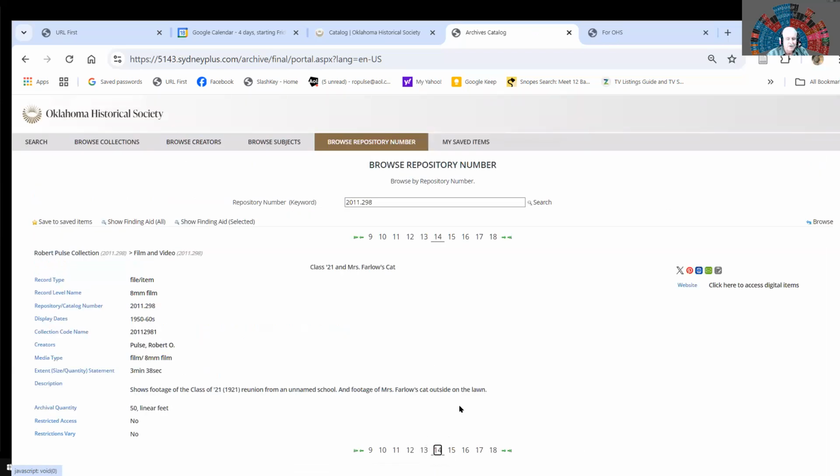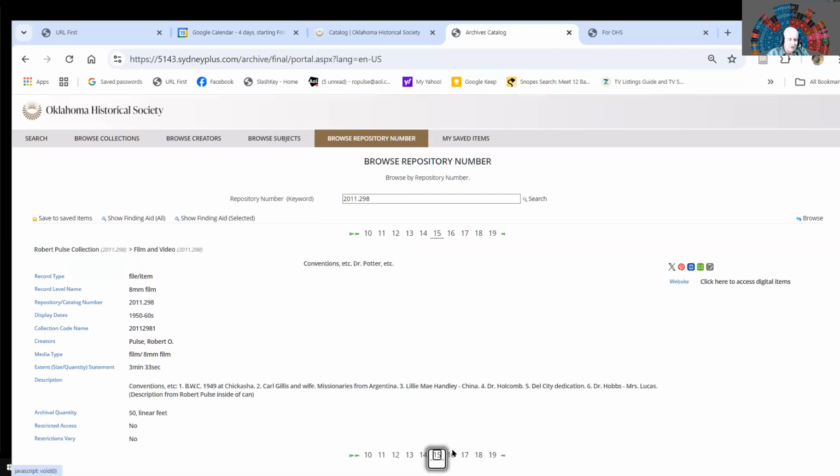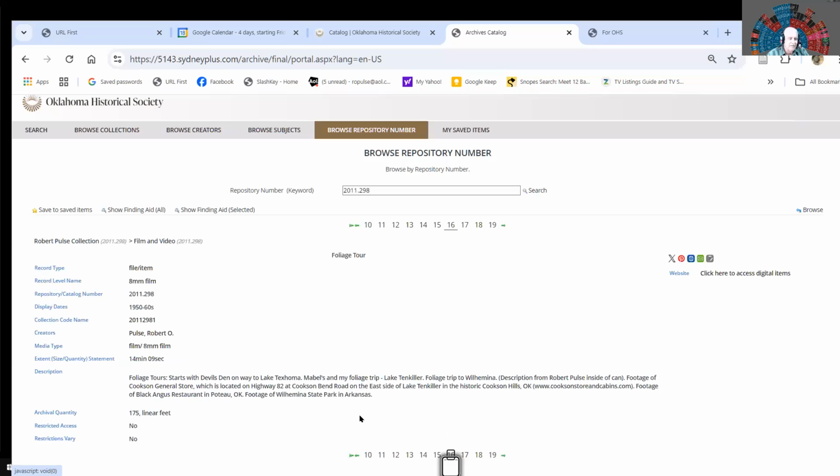Okay, here's one of the 8mm films, 14. Here's another 8mm film. You can read what this is down here. 16. This is a foliage tour.